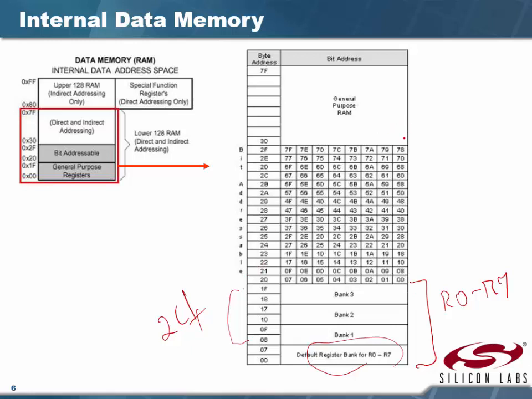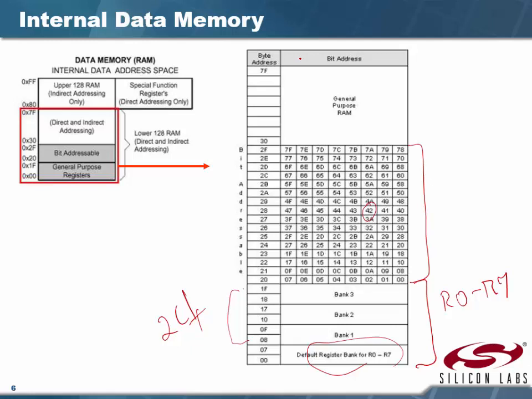Locations 20 through 2F, these 16 bytes are also bit addressable. We have instructions where we can set or clear a bit right there, and we can address memory bit location 42, which happens to be bit 2 of location 28. So we can address these by bit if we want to. And then up here is our general purpose RAM, from 30 to 7F, just general purpose RAM for whatever we want to use.